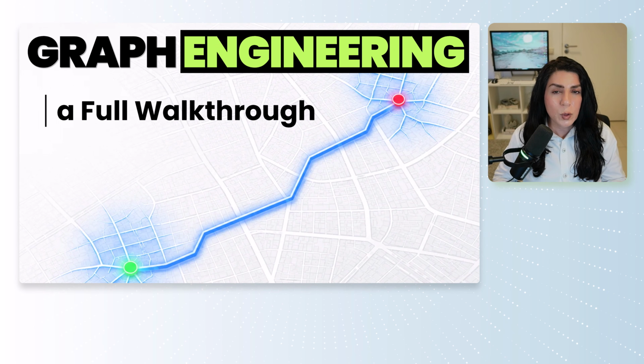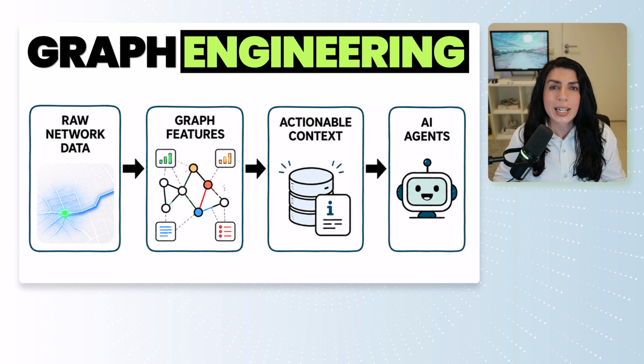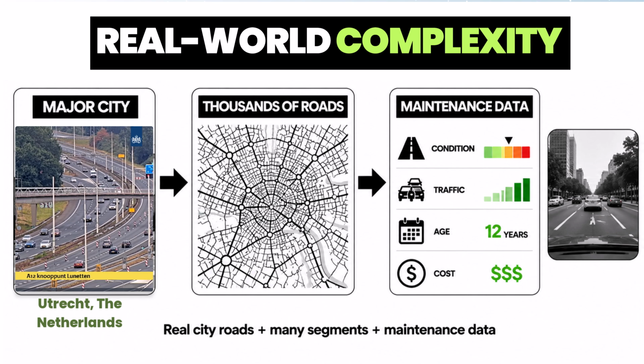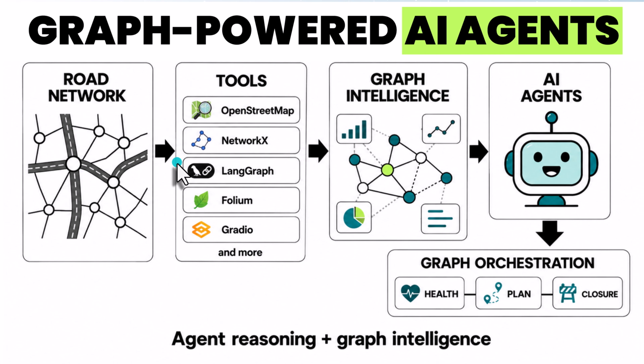In this video, I give you a full walkthrough of graph engineering. You learn how to turn raw network data into graph features to create actionable context for production AI agents. To reflect real-world complexity, I chose a Dutch road network from a major city with thousands of road segments, including maintenance data. For the tools: OpenStreetMap, NetworkX, LangGraph, and more.